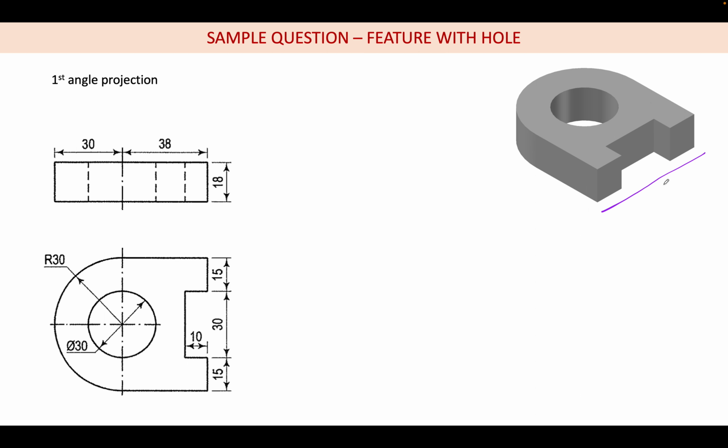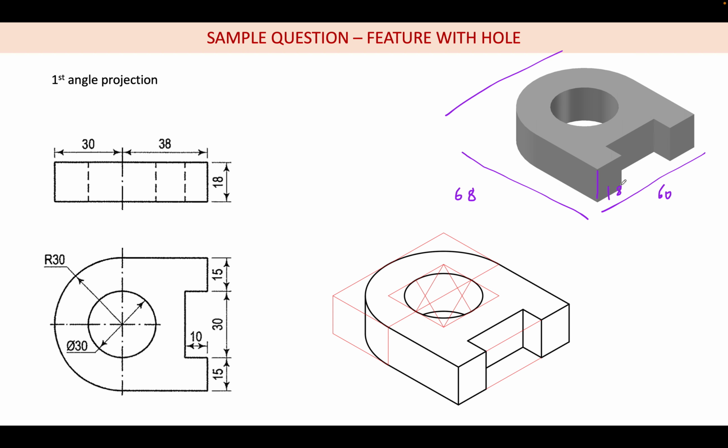This will be totally 60, and this will be 30 plus 38, which will be 68, and this one will be 30. 30 or 30 means this total will be 60, and this height is 18 mm. So by 60 by 68 by 18, first we are drawing a big box.